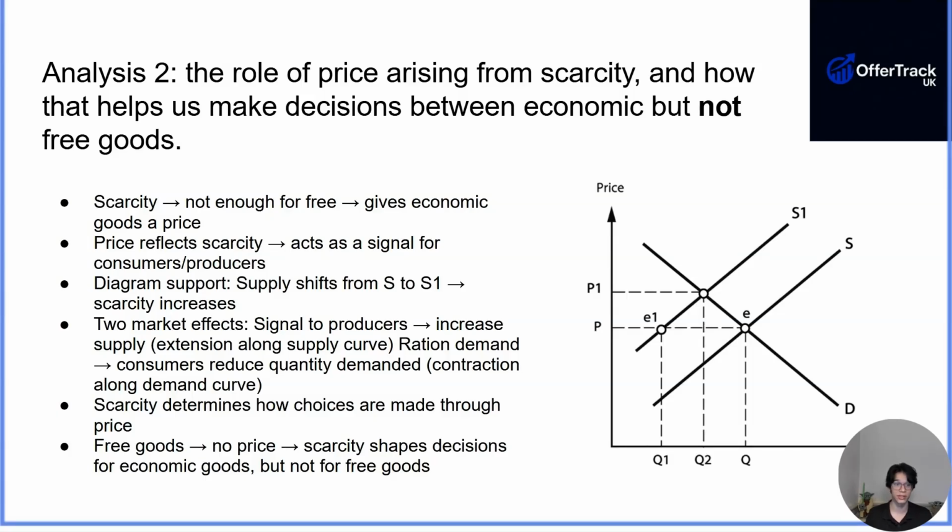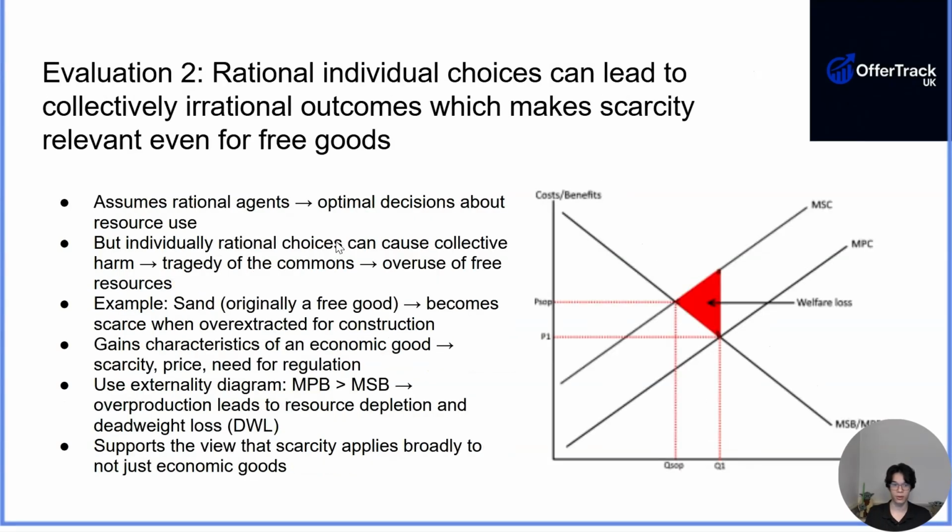This contrast shows how scarcity directly shapes decision-making for economic goods, but plays almost no role in how we deal with genuinely free goods. So, how do we evaluate this? Let's take a look at some of our assumptions. We're assuming that economic agents are rational when making choices. But that's not always the case, is it?